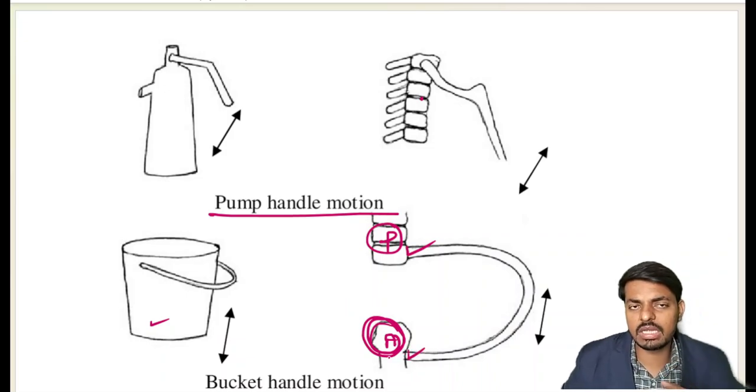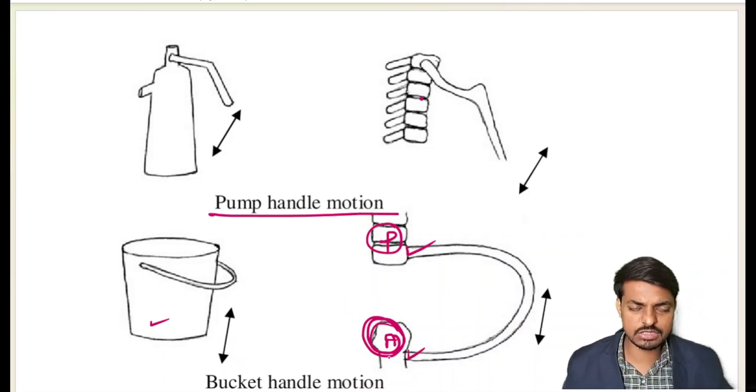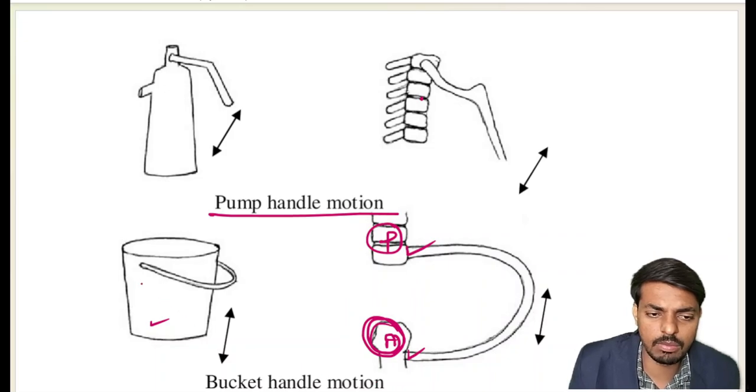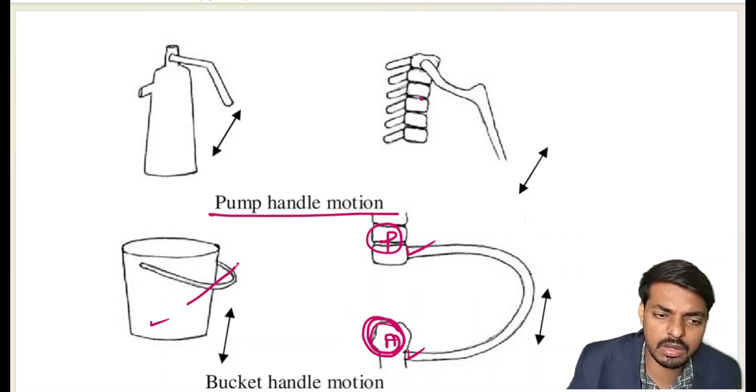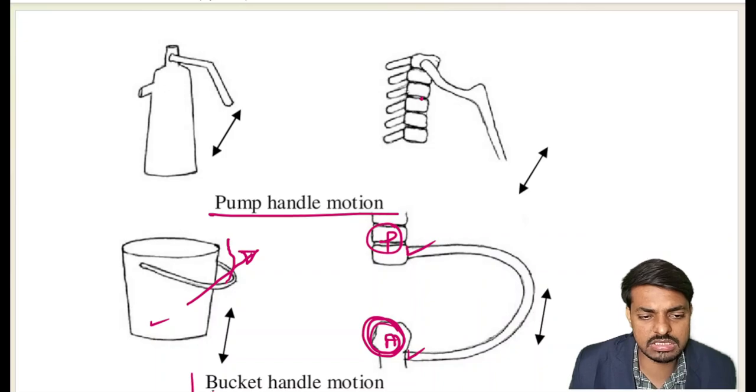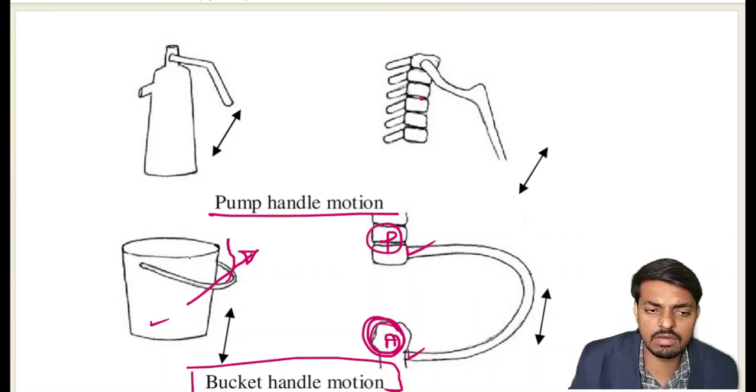When we take inspiration, when we inspire the air inside the lung, our lungs will get inflated, and when our lungs get inflated, our ribs move like the handle of the bucket, students, upward and outward, like this. Upward and outward, our ribs moving like a handle of the bucket, we call this the bucket handle motion.